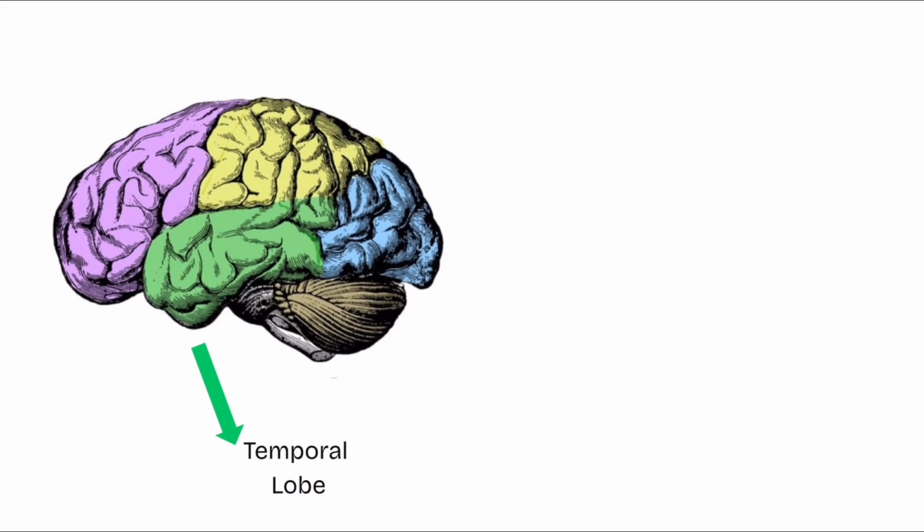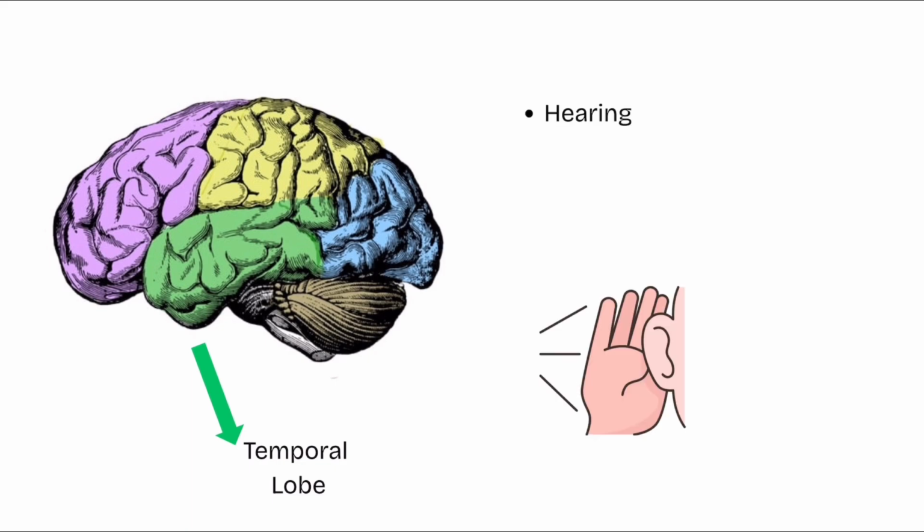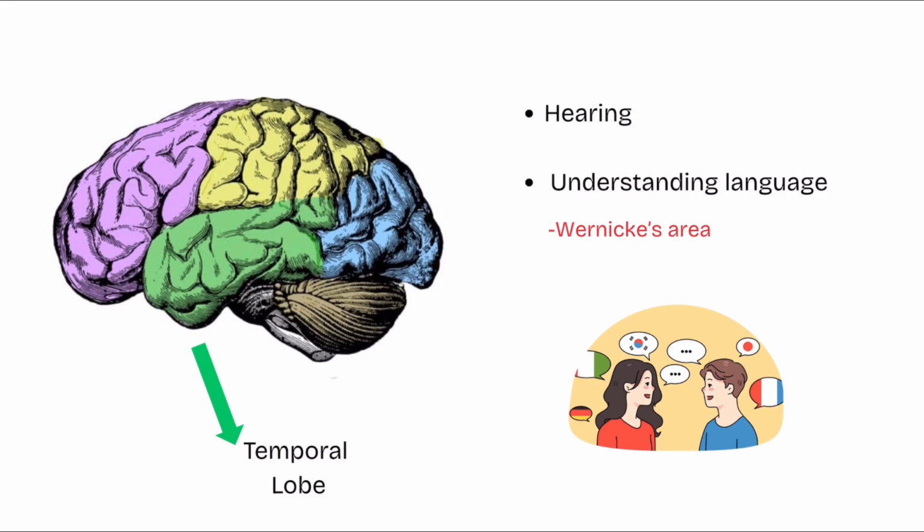Lastly is the temporal lobe. The temporal lobe is responsible for hearing. This will be easy to remember as the temporal lobe is close to the ears. Also, understanding language. A special area called Wernicke's area is located in the left temporal lobe, which is very specialized for language.